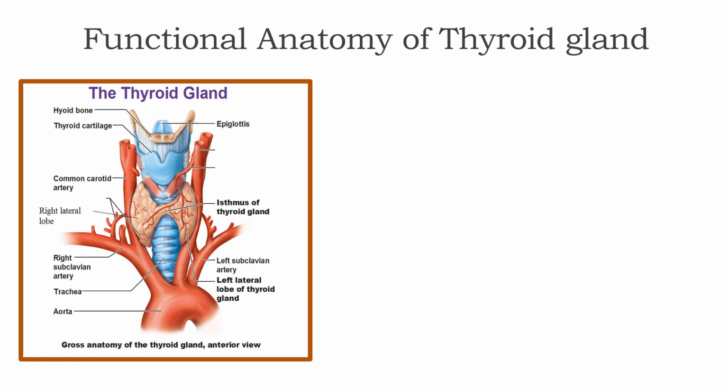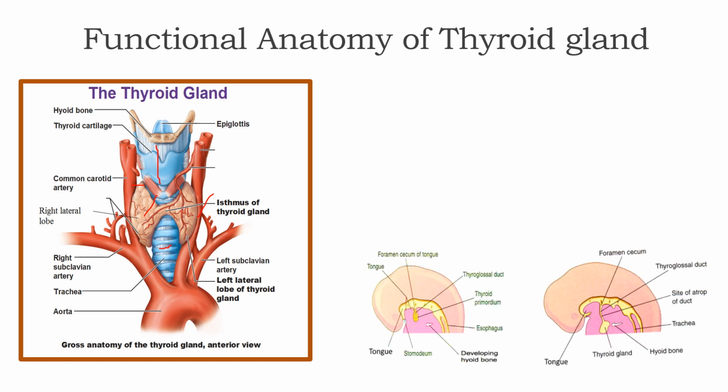Thyroid is a butterfly-shaped gland that straddles the trachea in front of the neck. So this is the trachea, we can see. In front of the trachea we have this thyroid gland in front of the neck.